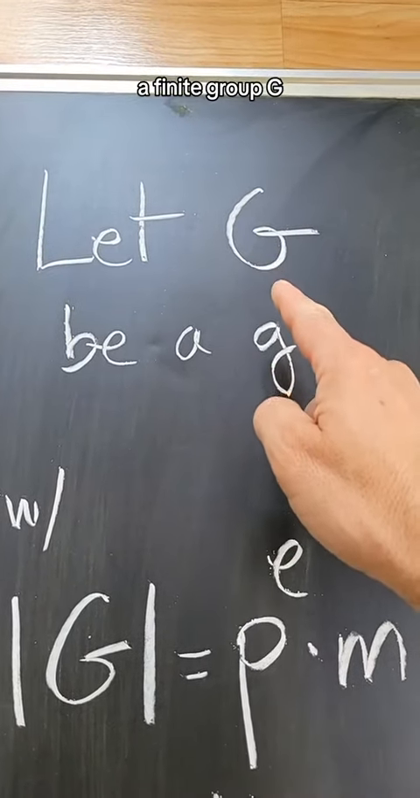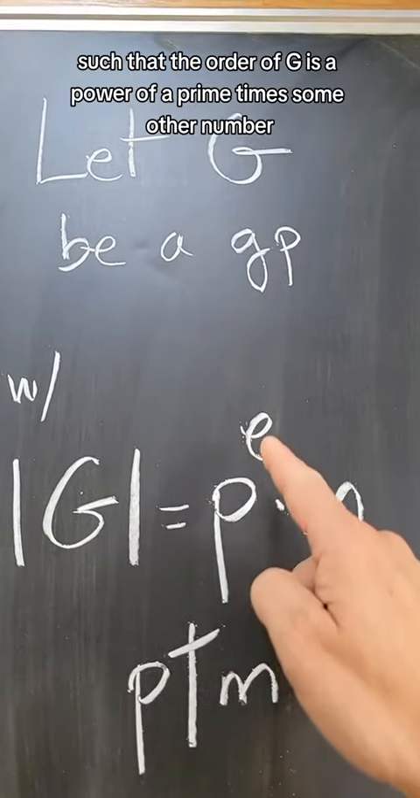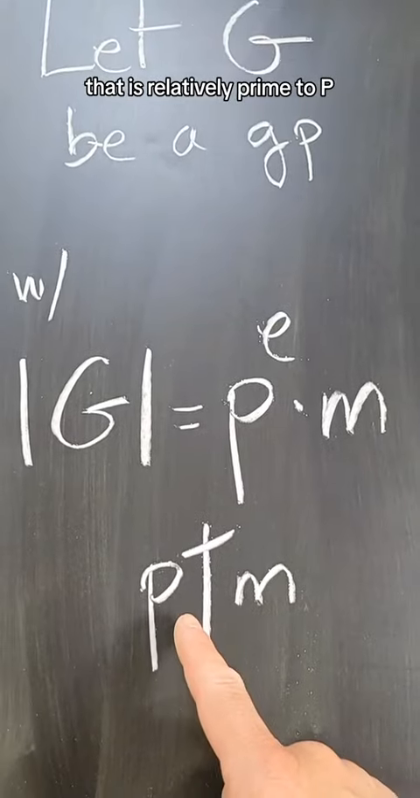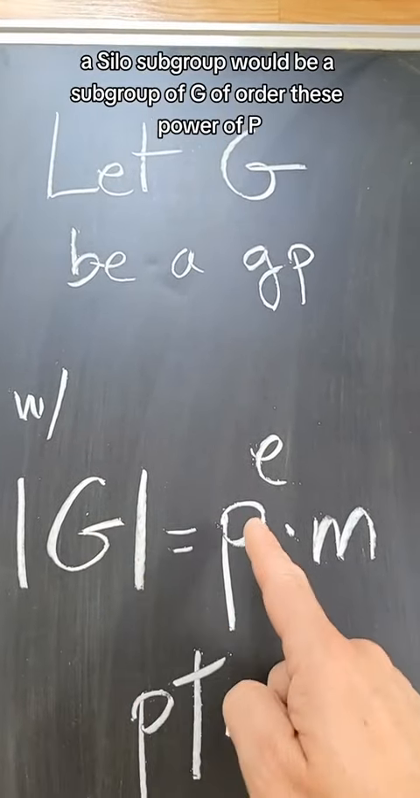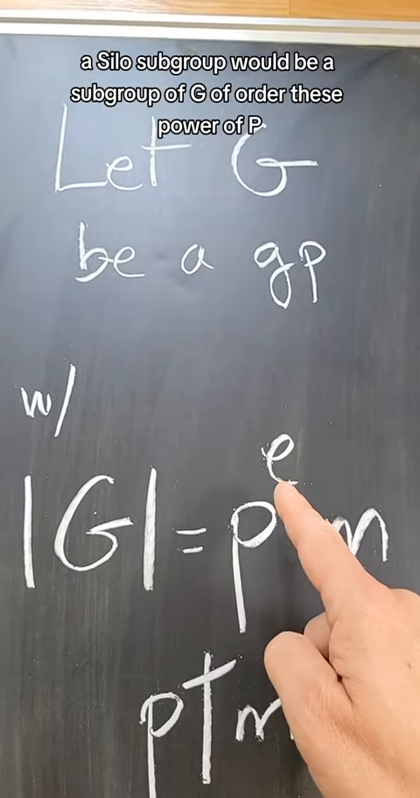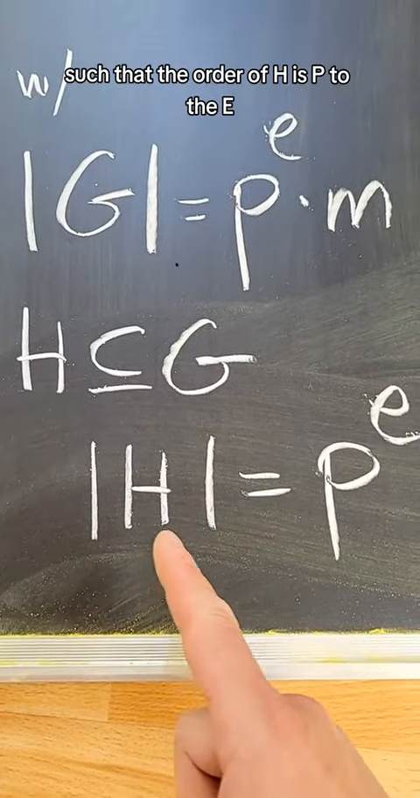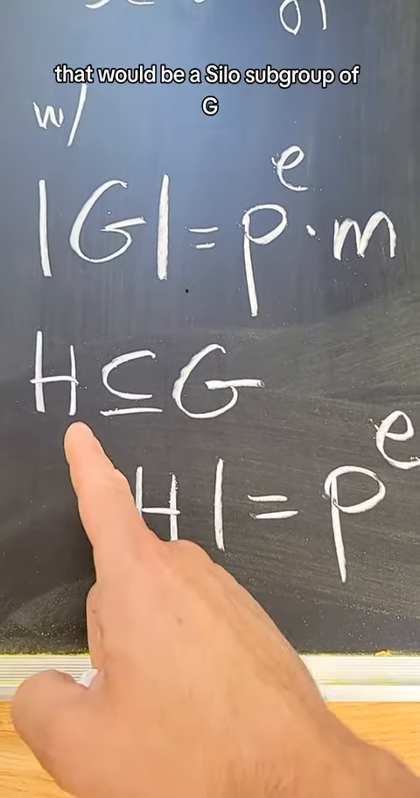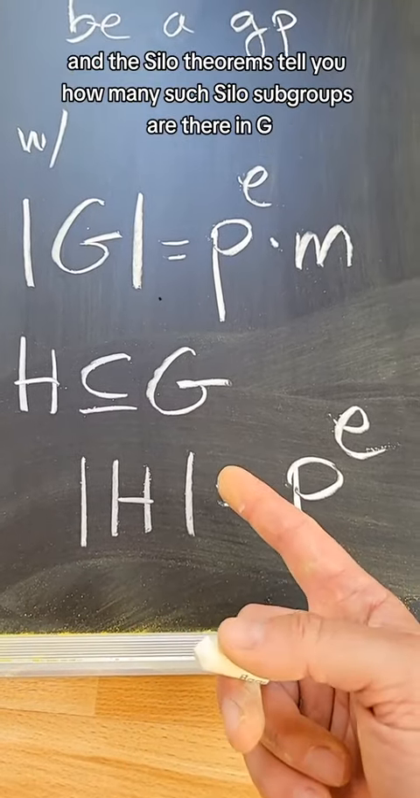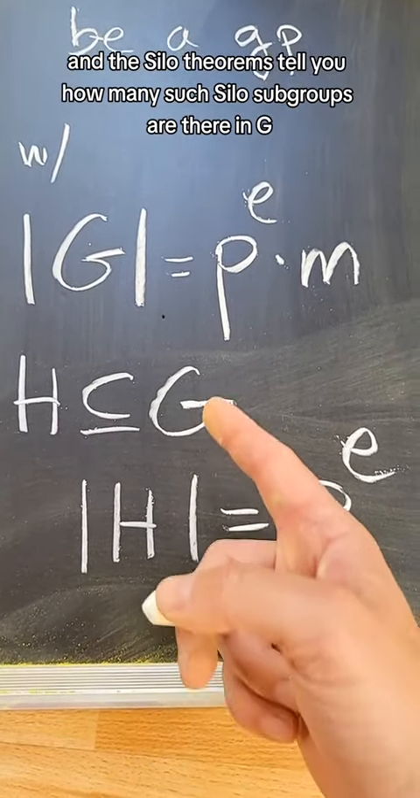If you have a finite group G, such that the order of G is a power of a prime times some other number that is relatively prime to p, a Sylow subgroup would be a subgroup of G of order this power of p. So some subgroup H in G such that the order of H is p to the e, that would be a Sylow subgroup of G. And the Sylow theorems tell you how many such Sylow subgroups there are in G.